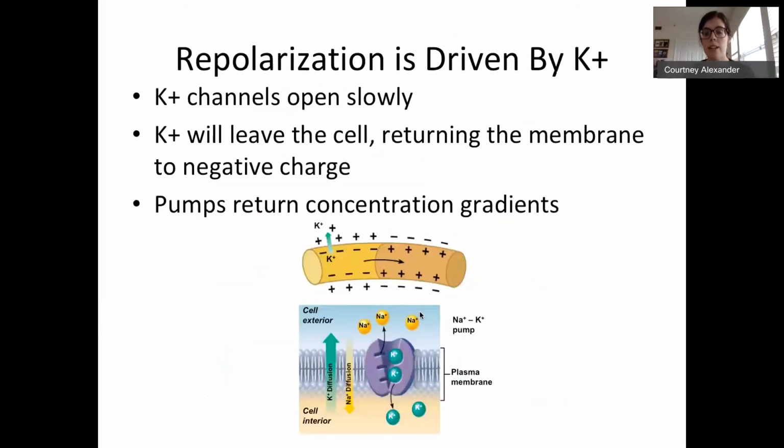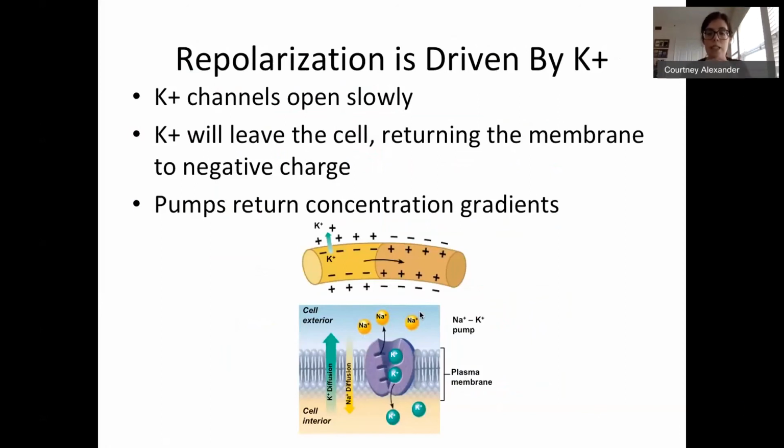There's a second phase to our action potential. So the action potential has two phases. It has the depolarization driven by sodium entering the neuron. The second phase is driven by potassium. It's called the repolarization phase. The potassium channels will open slowly, and then potassium will leave the cell based on its concentration gradient.